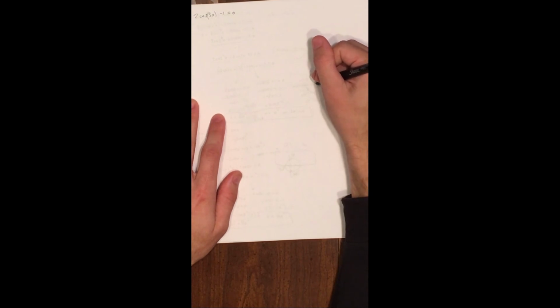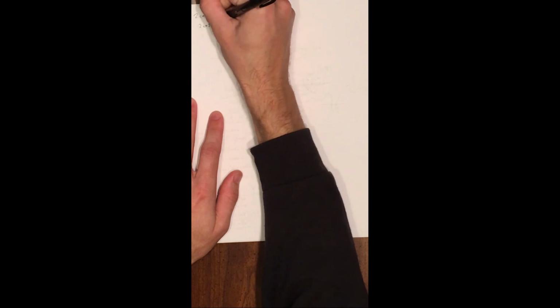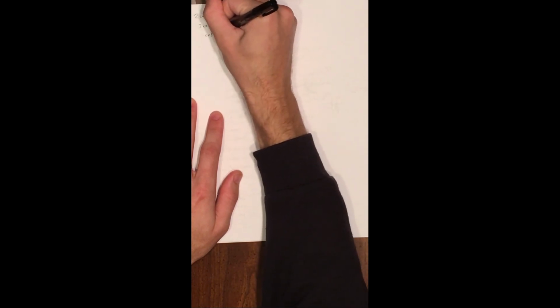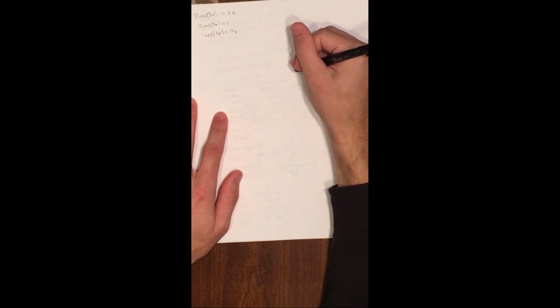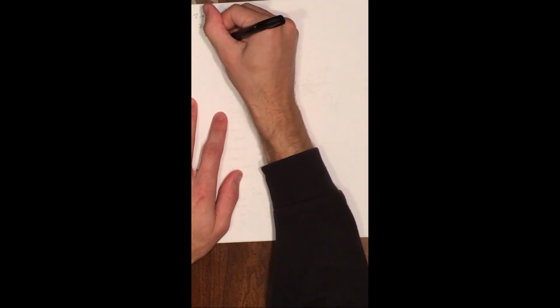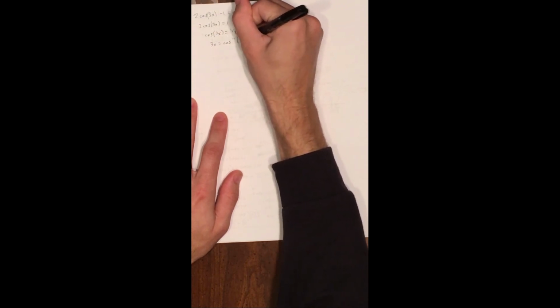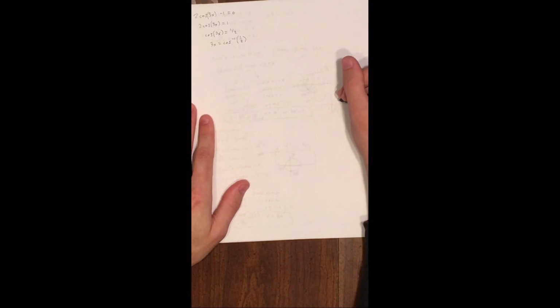All right, let's simplify what we can. We can add 1 to both sides. We can divide both sides by 2. So we have cosine of 3x is equal to 1/2. Now, if we take the inverse cosine of both sides, we can still do that. We have 3x is equal to the inverse cosine of 1/2. Now we just divide both sides by 3.